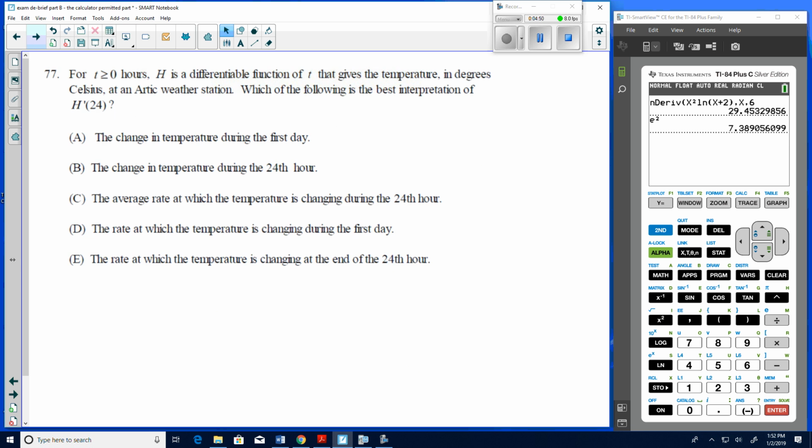77. This is obviously not a calculator problem. There's really no numbers in here, no functions.